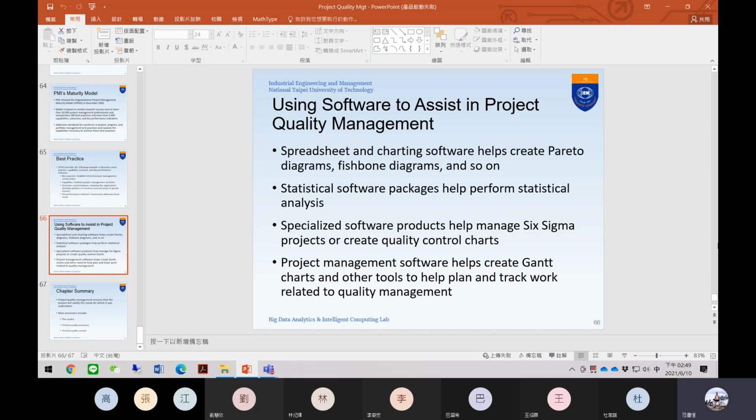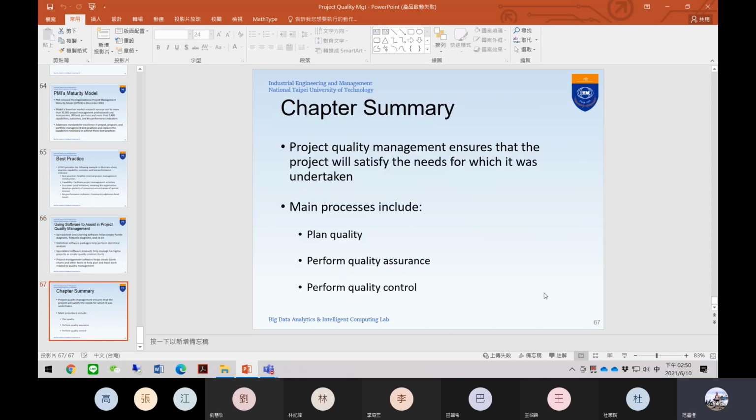Then finally, project management software helps create Gantt charts. So what the schedule should be, whether you are behind the schedule or way beyond the schedule, and other tools to help plan and track work. So tracking what percentage of the schedule has been done related to quality management. Okay, I think I'm done with this slide.